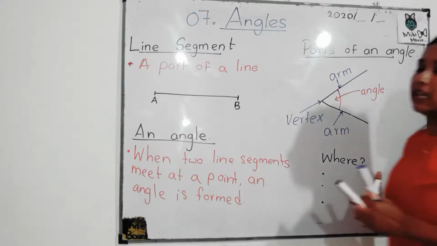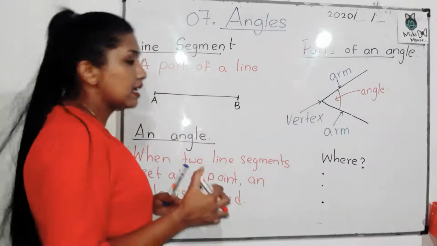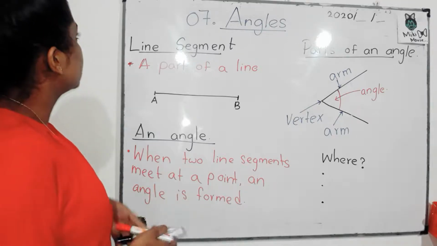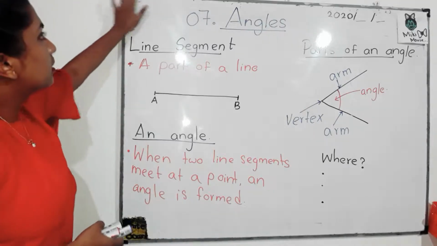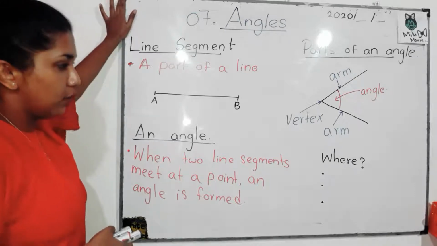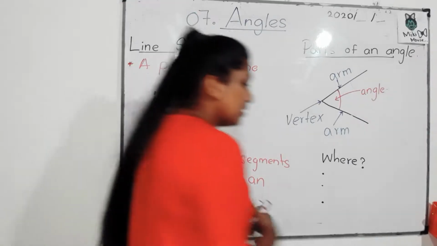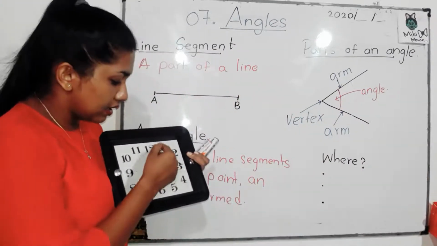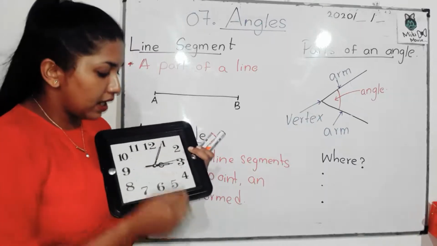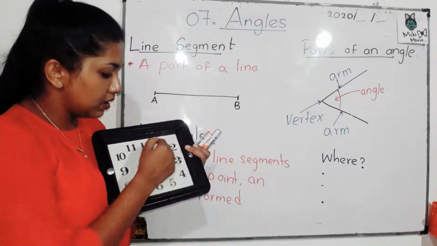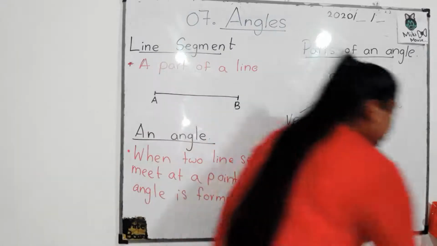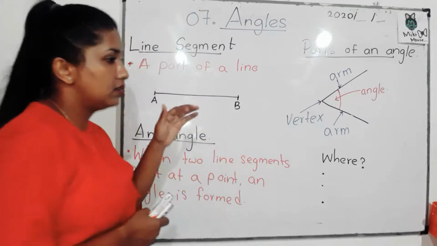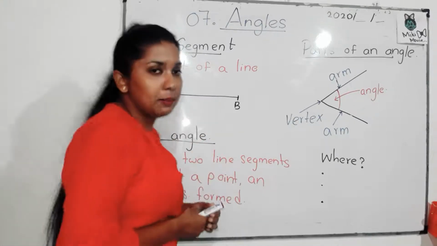And the next thing is, where can we see angles? We can see an angle at the corner of this whiteboard, and we can see some angles on the clock. When we consider the upper hand and the mid hand, we can find an angle between these two hands. And we can see an angle on the corner of the table, the corner of the cupboard, likewise.